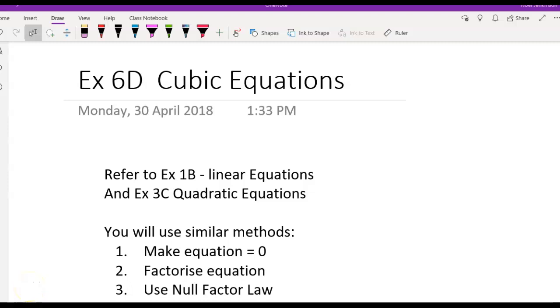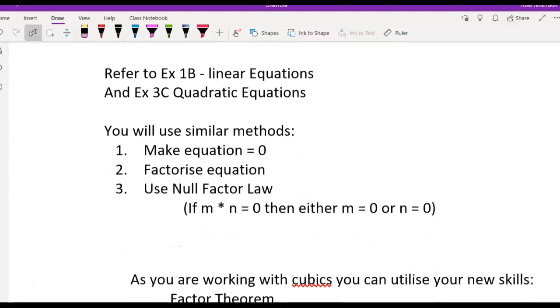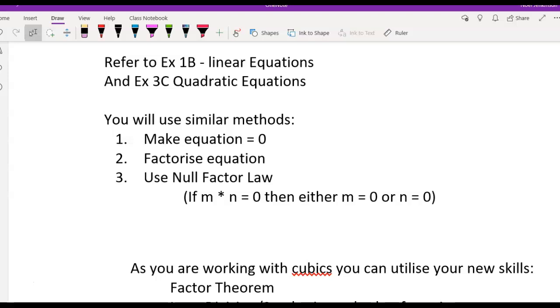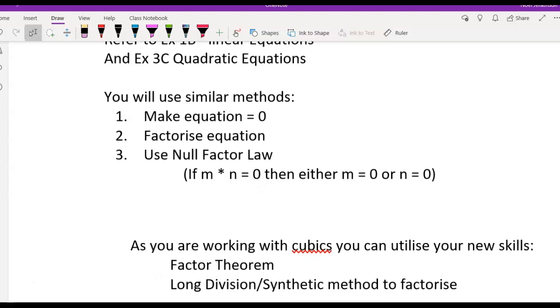Hello Math Methods students, this is a video helping you with your work from exercise 6D on cubic equations. This is a very similar exercise to what you did in 1B on linear equations and 3C on quadratic equations. You use very similar methods such as making the equation equal to 0, factorising the equation and using the null factor law. And just a reminder of the null factor law is there, the way we used it for quadratics.